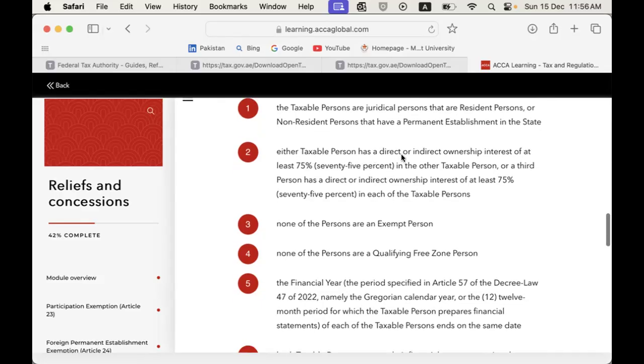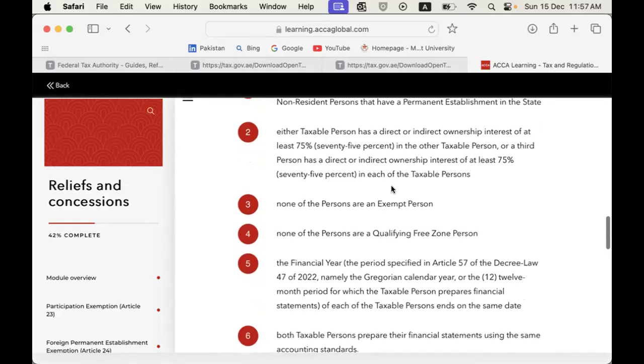Either a taxable person has a direct or indirect ownership interest of at least 75% in the other taxable person, or a third person has a direct or indirect ownership interest of at least 75% in each of the taxable persons.